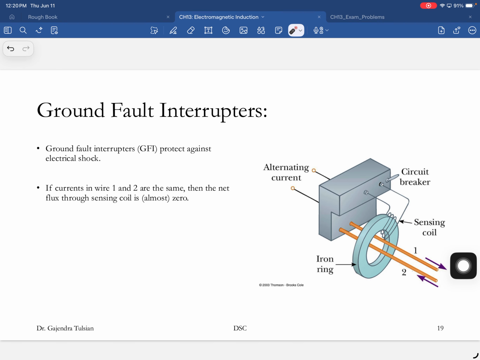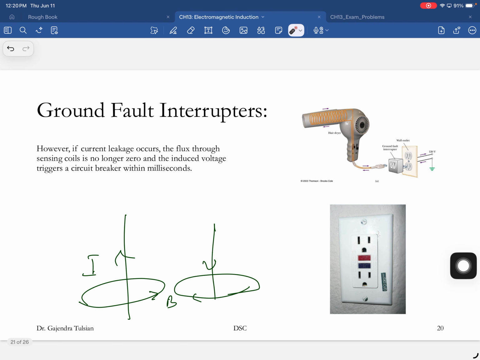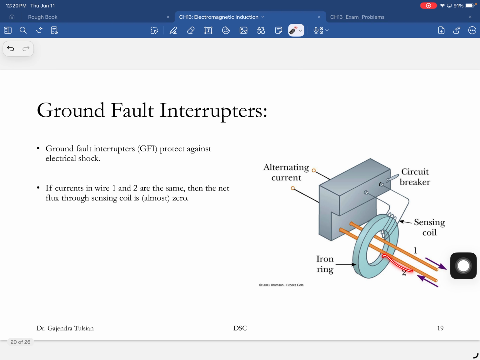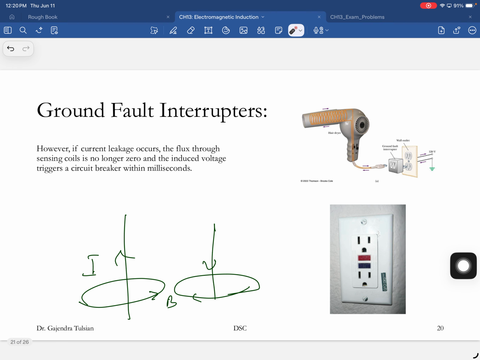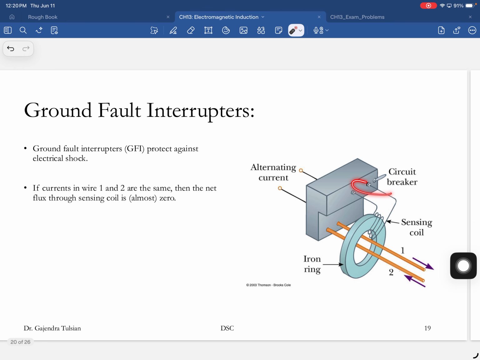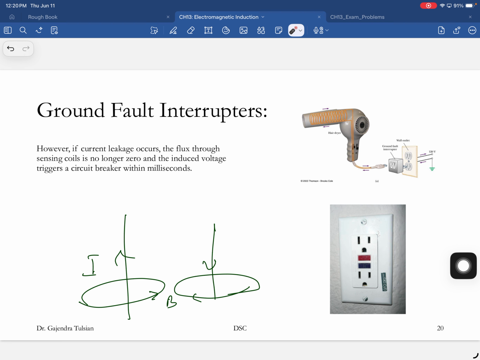You learned about ground fault interrupters. Okay, so these devices can switch off if you have unequal currents flowing. It can trip a circuit breaker within milliseconds. Okay, so that's what that is.